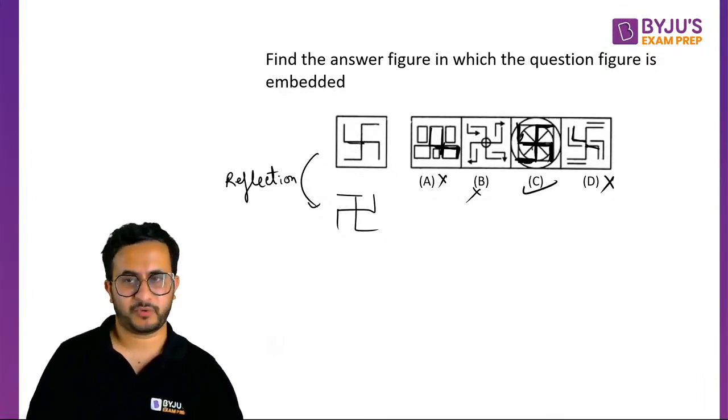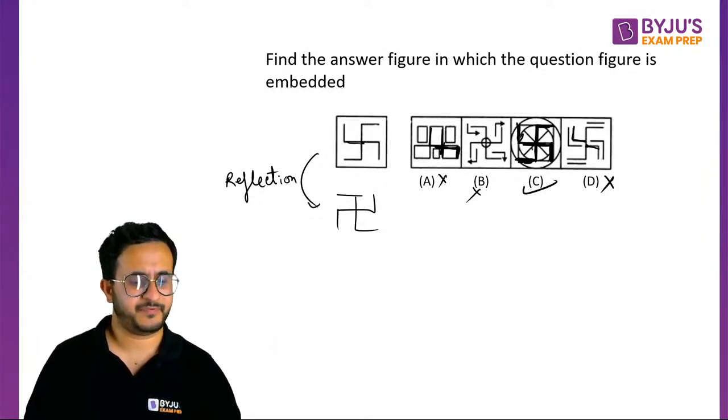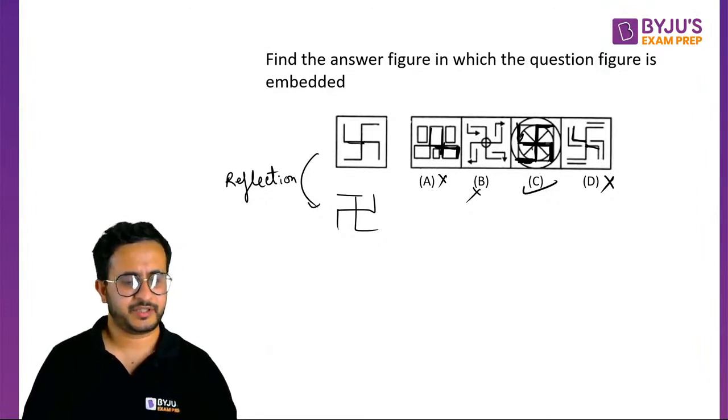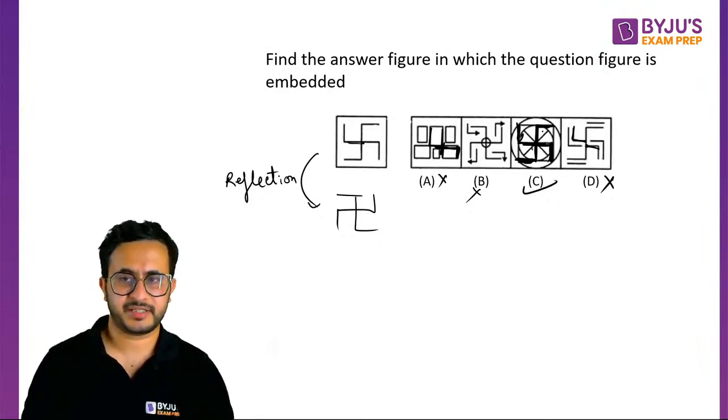Now this had better options as compared to other questions, right? Sometimes options are very vague. Sometimes they might have better options, like in this case, and with careful observation, you can say that it is in C.